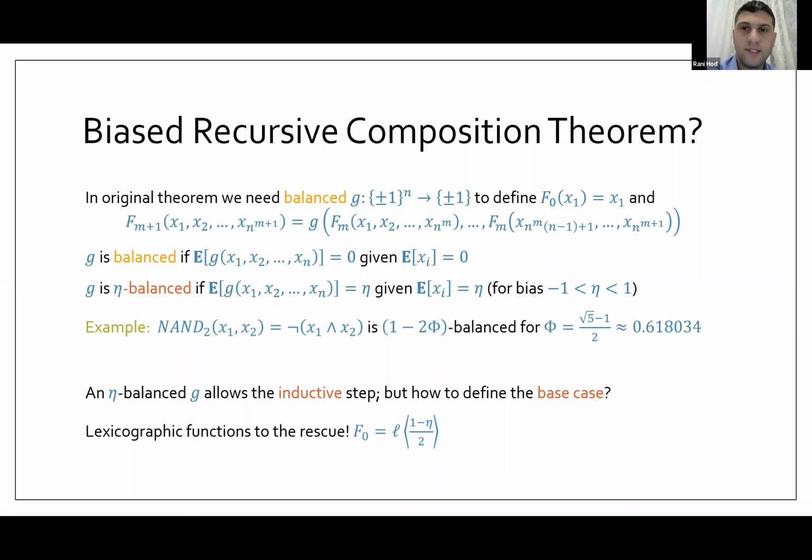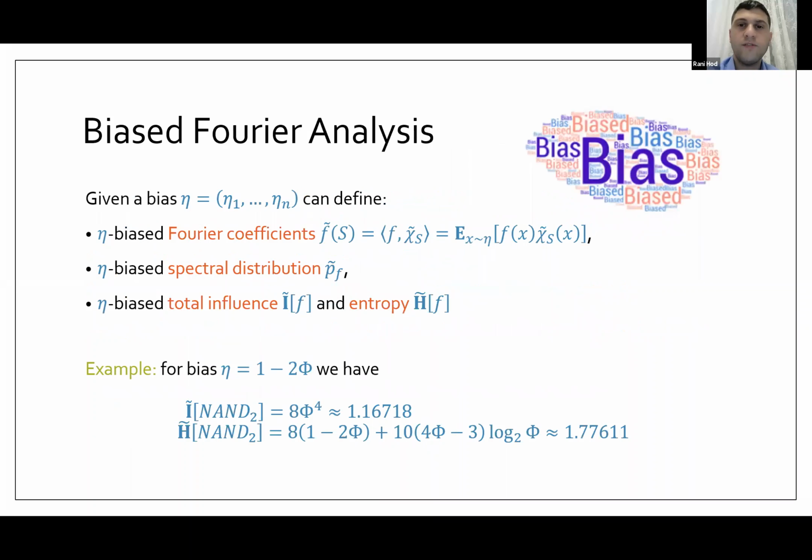What can we get from this? So we can modify our Fourier analysis. Instead of using the uniform distribution, we can use a biased distribution. We get a different spectral distribution and some modified influence and entropy. We can compute this for this NAND that we just mentioned.